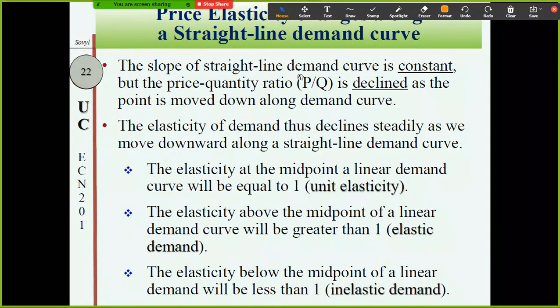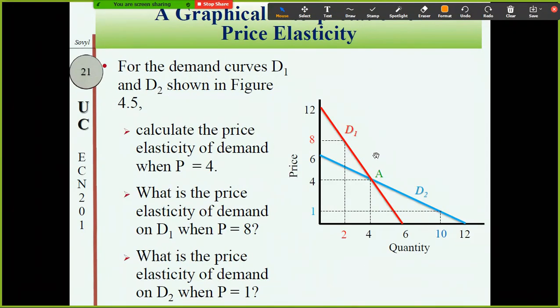The slope of a straight line demand curve is constant. That means the slope of a straight line demand curve is constant, and also the same as the slope at any point on this demand curve. But the price-quantity ratio declines as the point moves down along the curve. Okay, talking about this one, it should be the same curve.